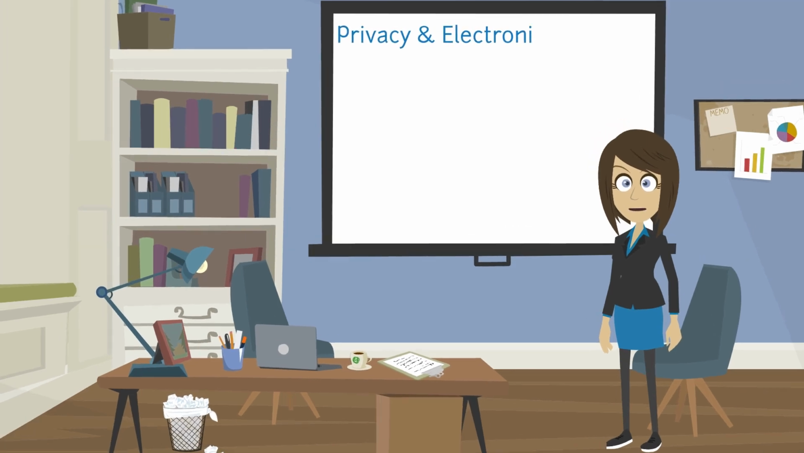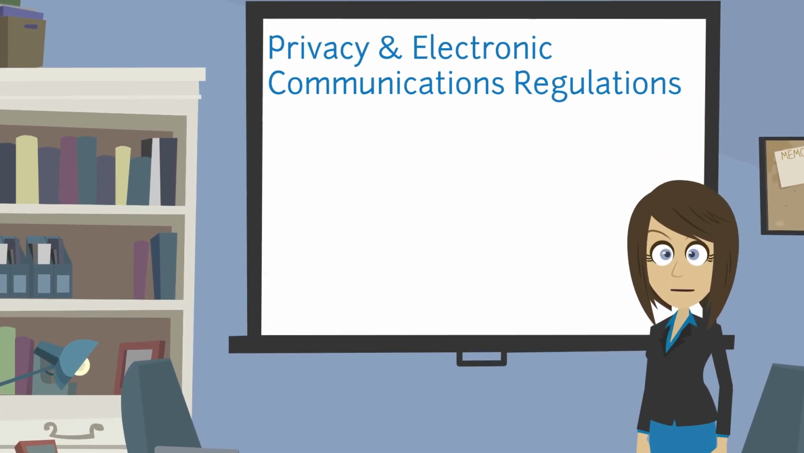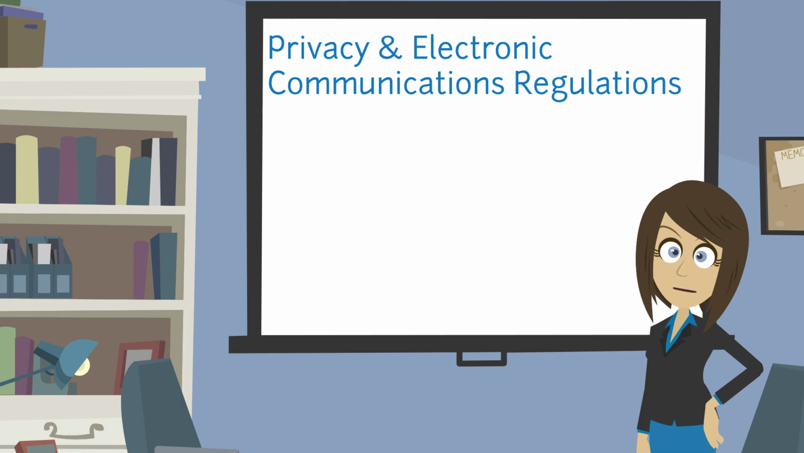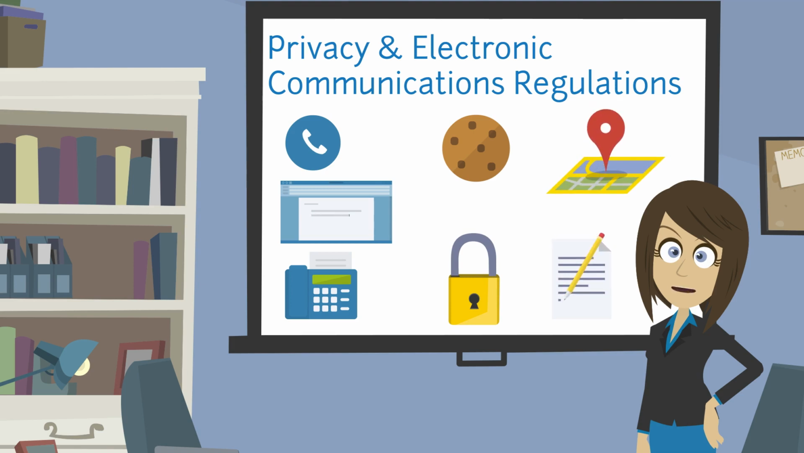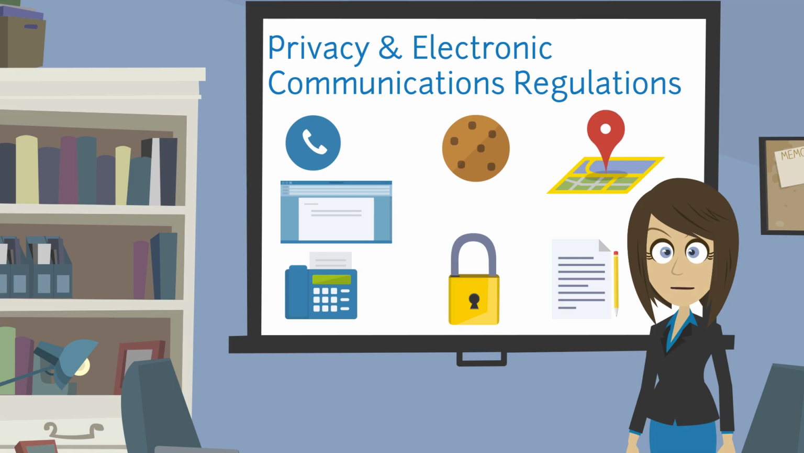The Privacy and Electronic Communications Regulations, PECR, of 2003 sit alongside the Data Protection Act and the GDPR. They give people specific privacy rights in relation to electronic communications. There are specific rules on marketing calls, emails, texts and faxes, cookies and similar technologies, keeping information services secure, and customer privacy as regards traffic and location data, itemized billing, line identification and directory listings.